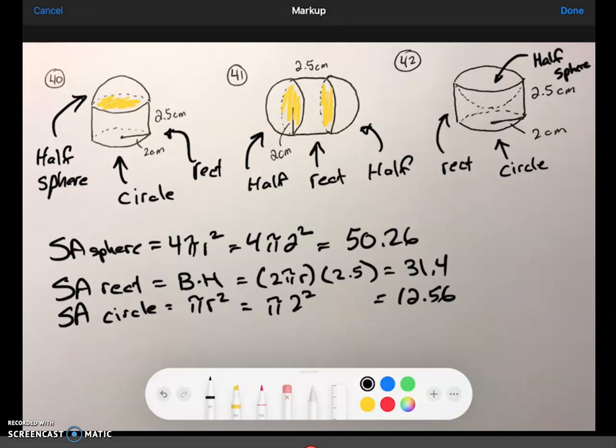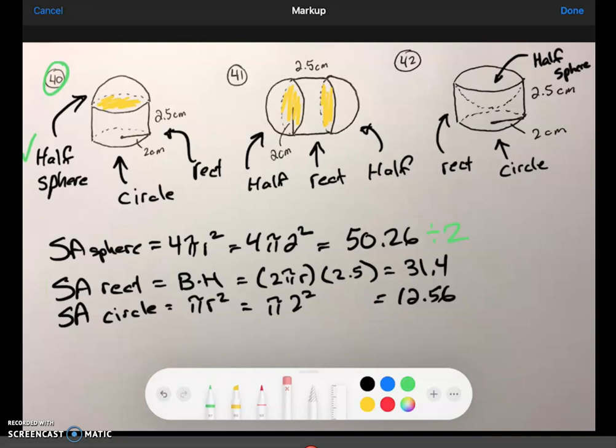Now, you got to realize for number 40 here, we only need half a sphere, so you're going to have to divide by 2 there. You need one rectangle, so you're going to include this, the half a sphere, and you got one circle on the bottom for number 40.